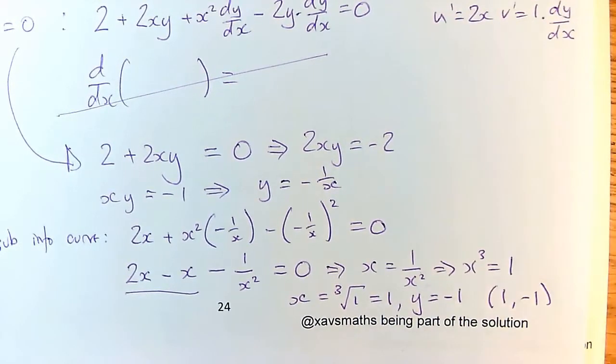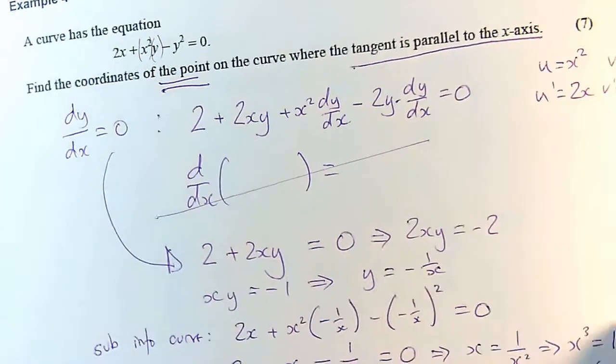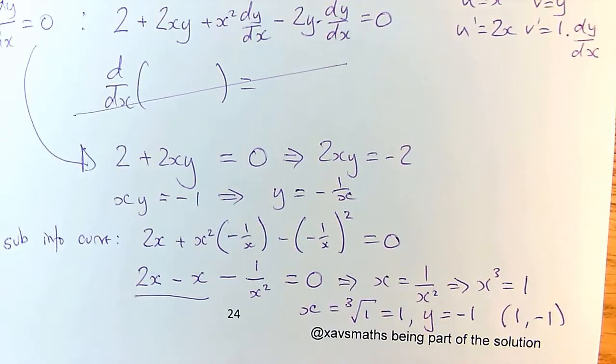I only get 1 point, which is good because looking back at the question it's fairly specific that there should only be 1 point. Okay, so we found it and there's our method. Excellent.